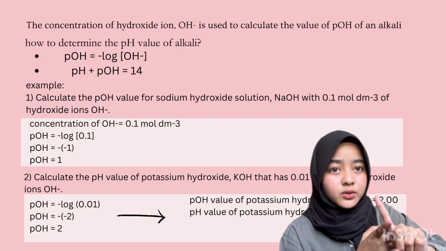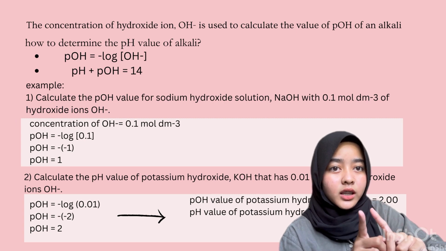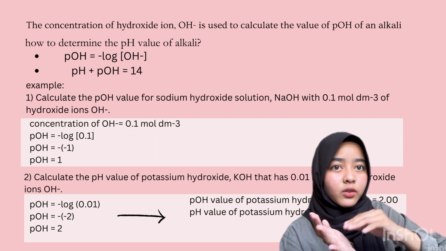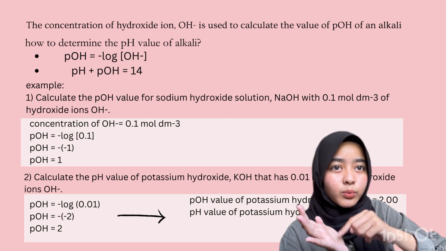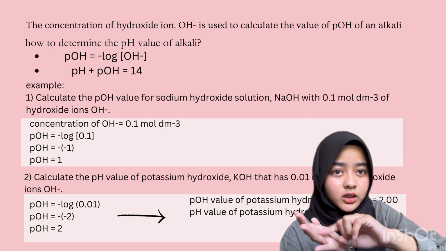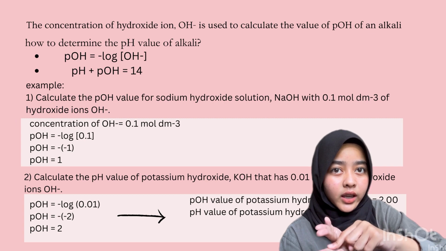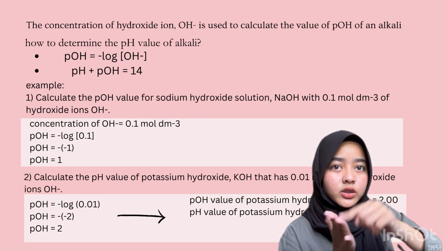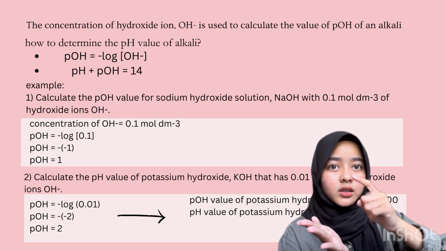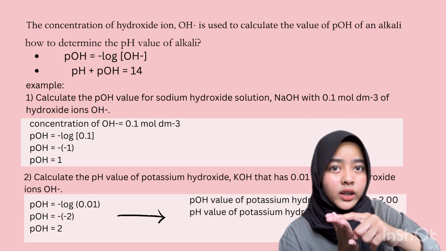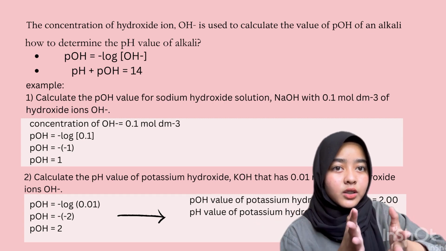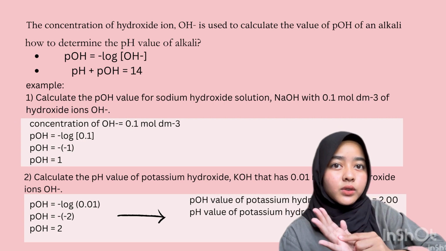Okay, we use the first formula, which is pOH equals negative log [OH⁻], because they gave us the concentration of potassium hydroxide, which is 0.01. Then we substitute into the [OH⁻] bracket: negative log 0.01. Press log, 0.01, we will get negative 2, and then multiply negative with negative 2, we will get the pOH value is 2.